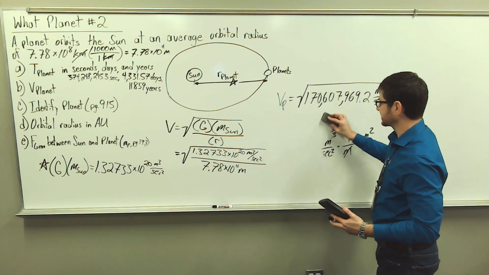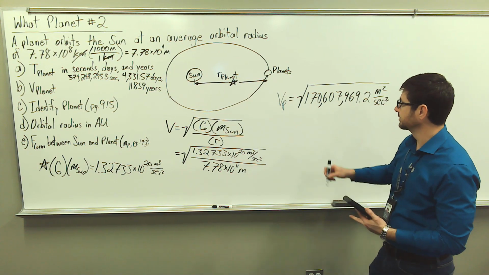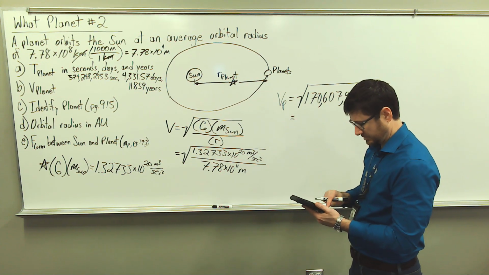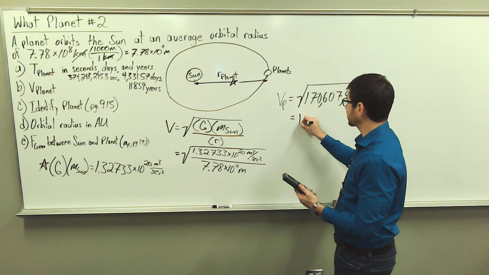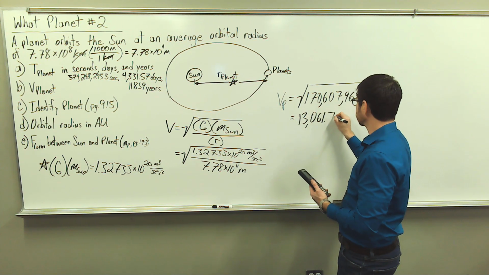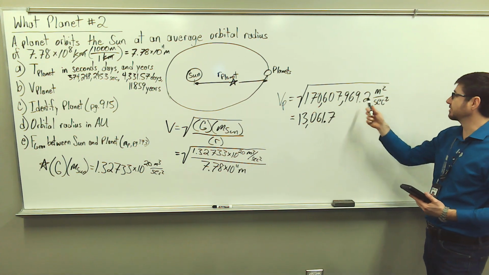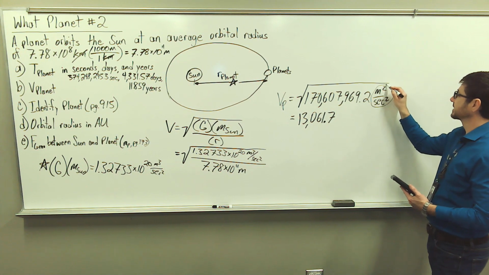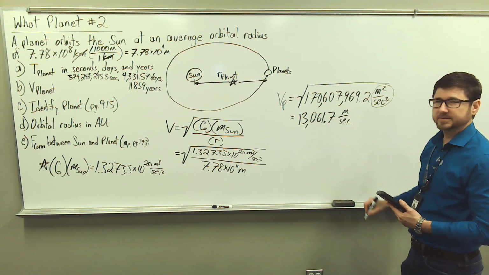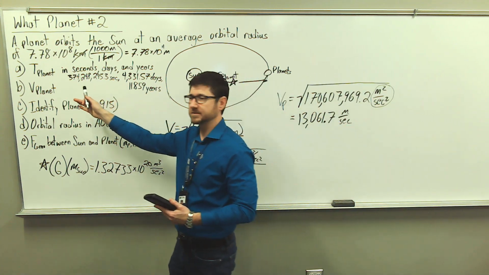Now we can simply take the square root of both the numerical value and the unit value. And this is going to give me 13,061.7. That's the square root of the numerical value. The square root of the unit value is going to be meters per second. Okay? So this is the answer for part B. I'm going to write the answer over here.